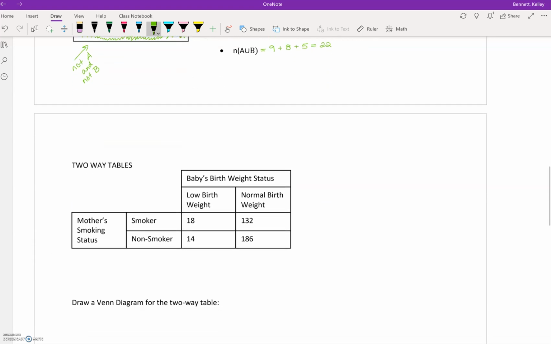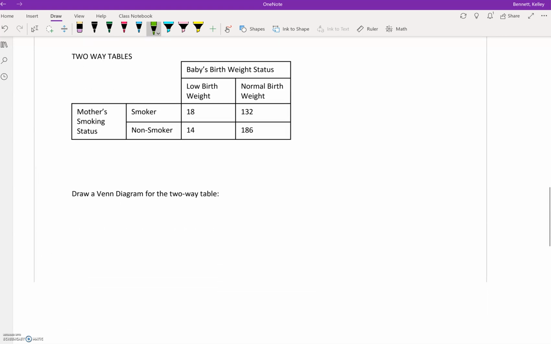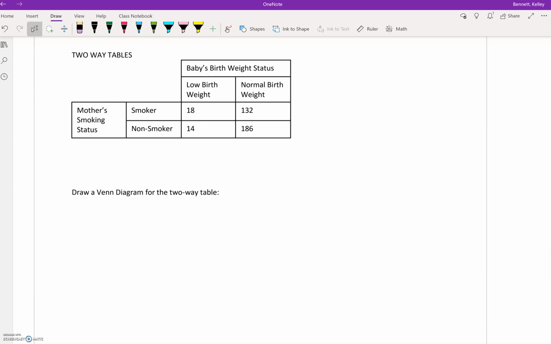The next thing that we have to tackle here is a two-way table. A two-way table gives you some data for 2 categories. You can think of this as set A. Maybe set A is baby's birth weight, and set B is mother's smoking status. There are really only 2 sets that you're dealing with, not 4, even though there are 4 numbers given here.